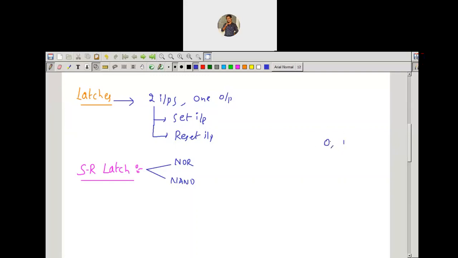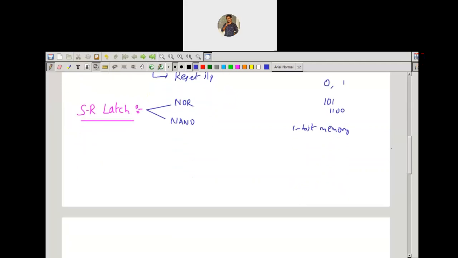If you are able to store a 0 or 1, obviously we can store multiple bits like 101, 1100 also, right? So first let us see the storing of 1 bit, the 1 bit memory. We can design the SR latch by using NOR gates as well as NAND gates. First, let me explain the SR latch by using NOR gates.